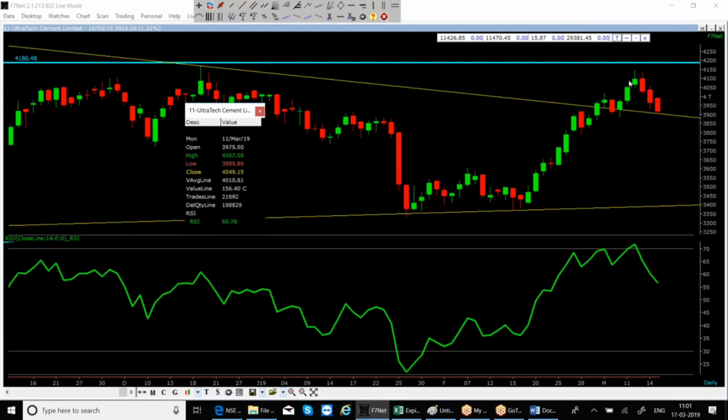10%. वहां से वापस नीचे. RSI has come below 70 with long unwinding. Yes.